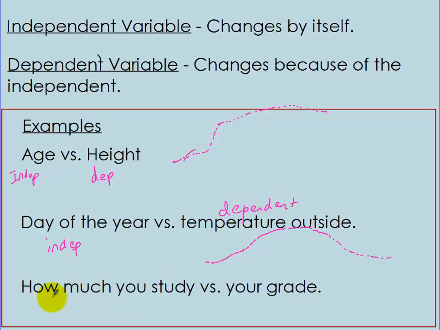Now, another example is how much you study versus your grade. How much you study is independent, because it affects what your grade is. So the grade is dependent. For example, if you don't study at all, your grade is going to be really low. If you study a lot, your grade is going to be really high. So how much you study affects the dependent variable, your grade.